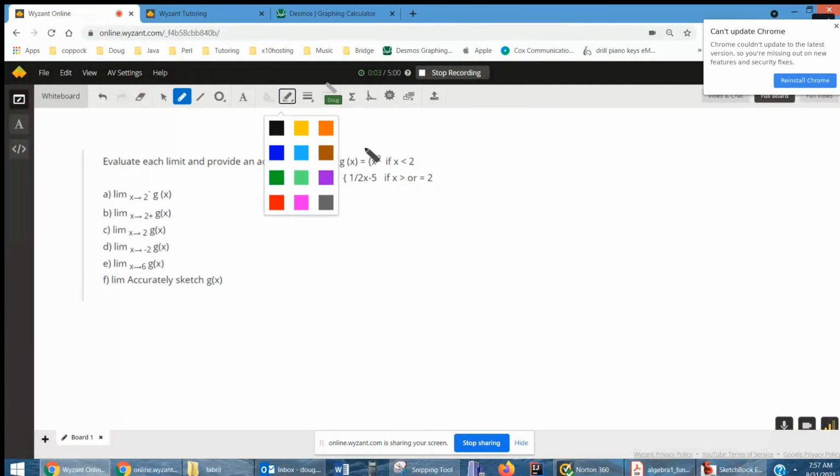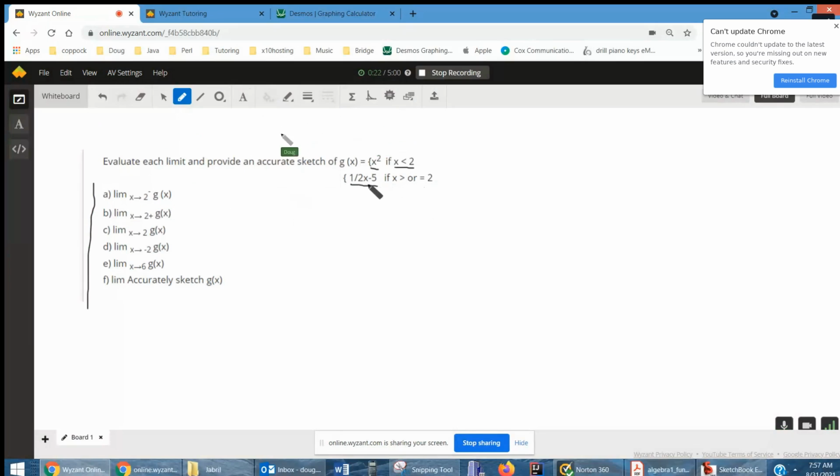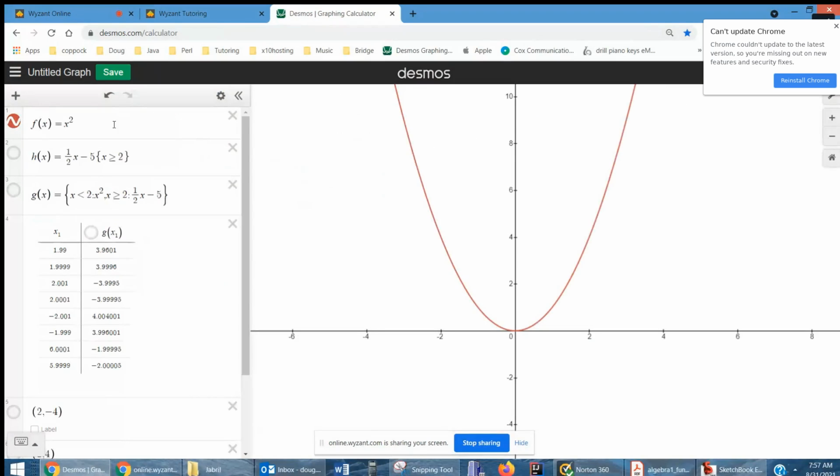Here's what we call a piecewise function. It's got two different rules: x squared when x is less than 2, which is a parabola, and 1/2 x minus 5 when x is greater than or equal to 2. And we're supposed to find the limits of that function as x approaches 2 from the left of 2, as x approaches 2 from the right of 2, the limit as x just approaches 2, and also these two limits down here. So I'm going to go straight to Desmos, and we can talk about what's happening.